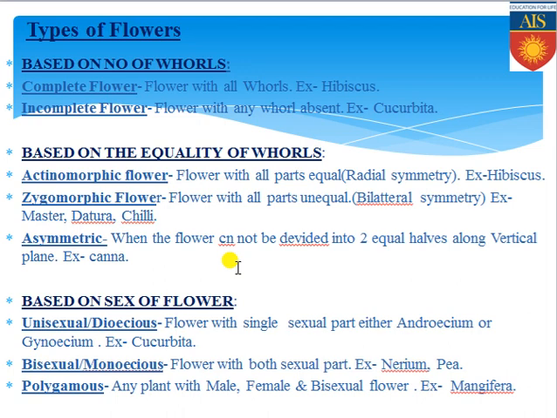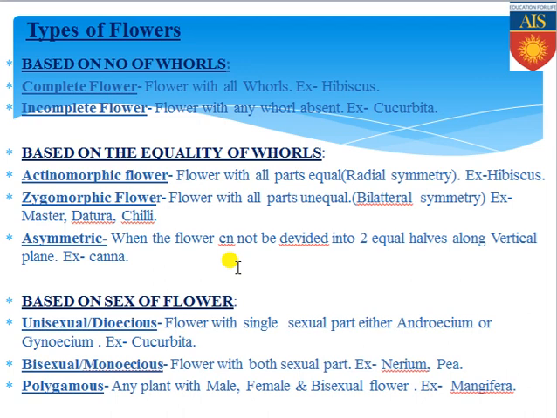If you come to the next category, we have made the category of the flower based on the equality of the whorls. That means whatever the 4 whorls are present in the flower, how equal they are to each other. If all of the floral parts or all of the floral whorls are equal, and the flower is showing radial symmetry, obviously those flowers are known as actinomorphic flower. So if each and every floral whorl present in the flower structure is equal to each other and showing radial symmetry, then the flower is known as actinomorphic flower.